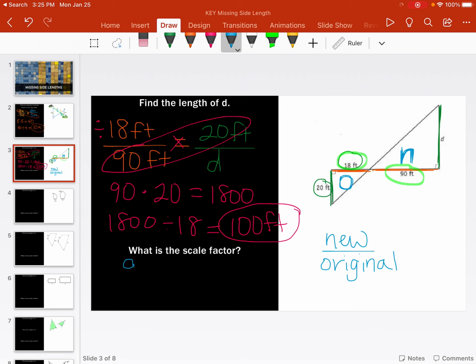So the new number was 90 over 18. And we're just going to simplify that fraction. So 90 divided by 18 gives us 5. So our scale factor here was 5. Again, what does that mean? That means the new shape is 5 times larger than the original shape. So we take that original shape and multiply it 5 times bigger. That's what the new shape is.